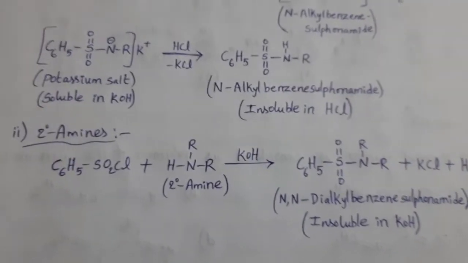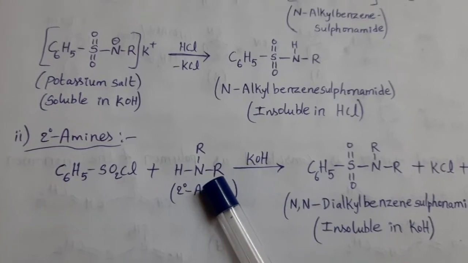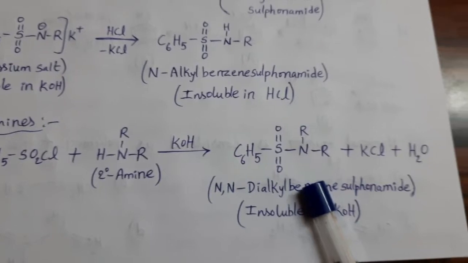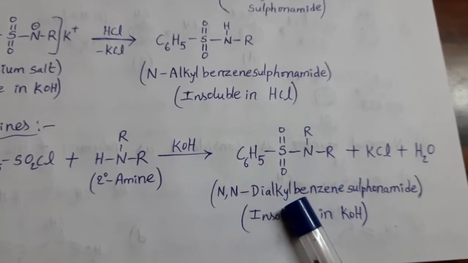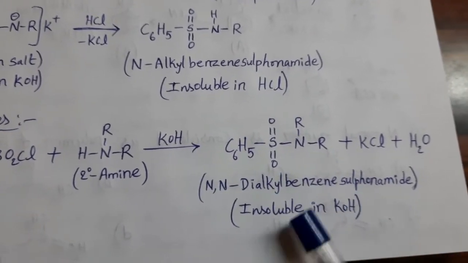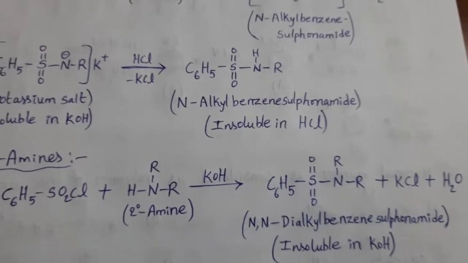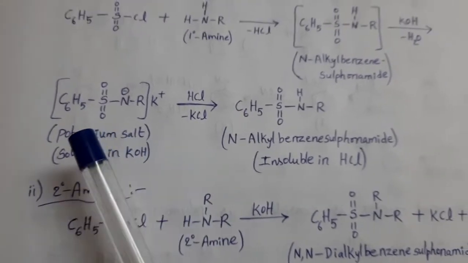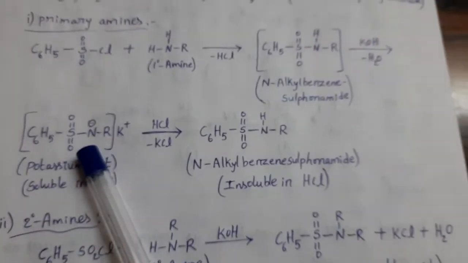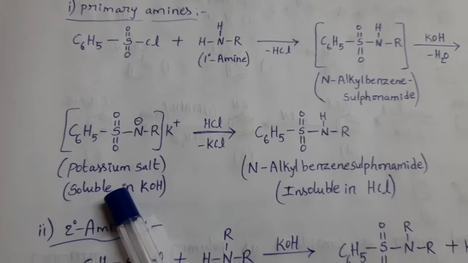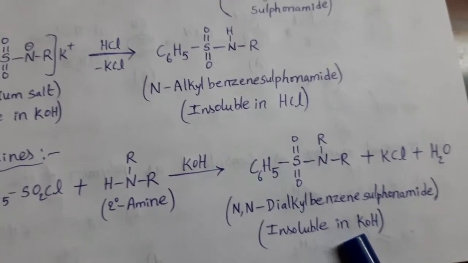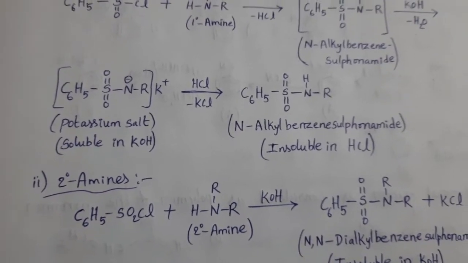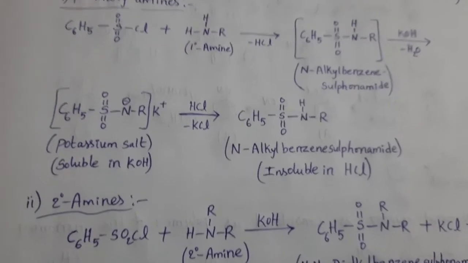Secondary amines, general formula R2NH. When a secondary amine is treated with Hinsberg reagent, we get N,N-dialkyl benzene sulfonamide. It is insoluble in KOH. Understand the difference between the above reaction and this one. Here the compound is soluble in KOH and this compound is insoluble in KOH. Based on this, we can distinguish whether the given compound contains a primary amine or a secondary amine.